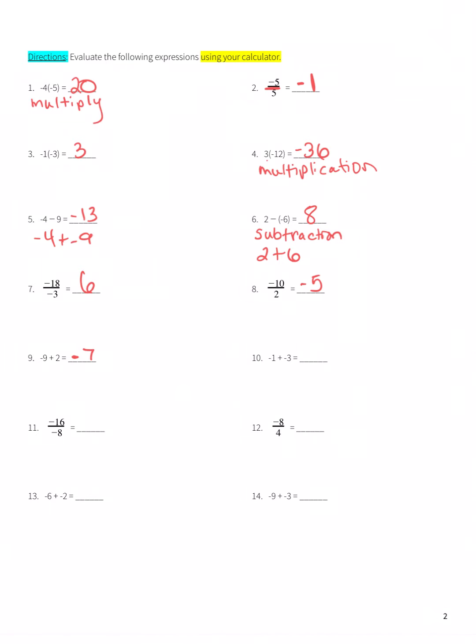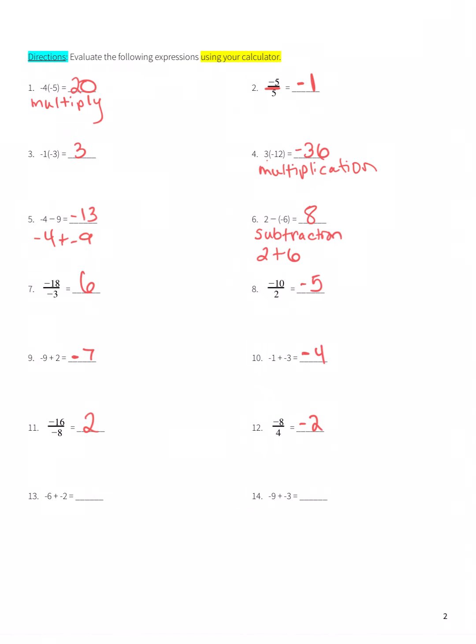Okay, here we go. We're adding two numbers with the same sign, so the answer is that sign. So negative 1 plus negative 3 is negative 4. When we divide two numbers with the same sign, the answer is always positive. Negative 16 divided by negative 8 is 2. When we divide two numbers with different signs, the answer is always negative. Negative 8 divided by 4 is negative 2.